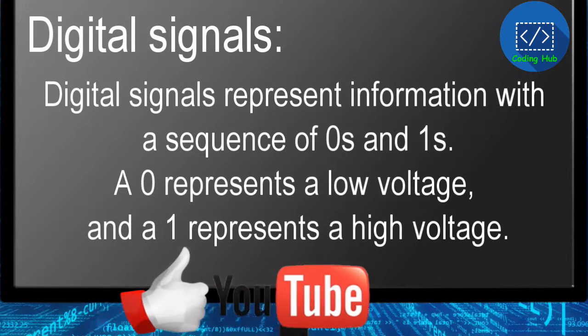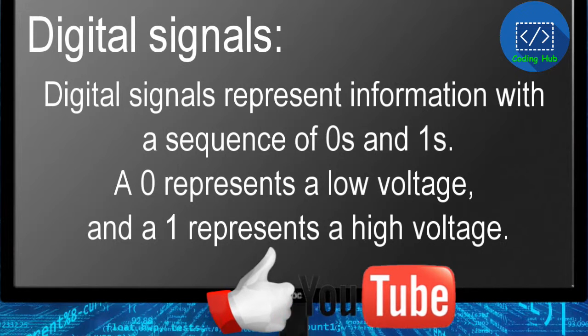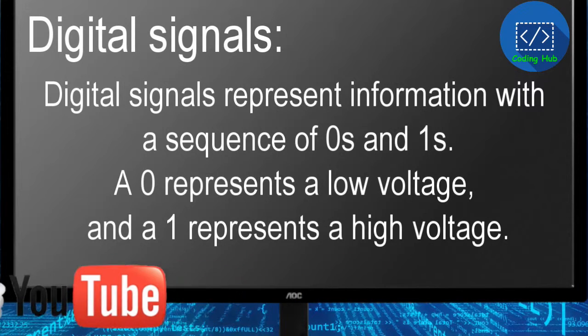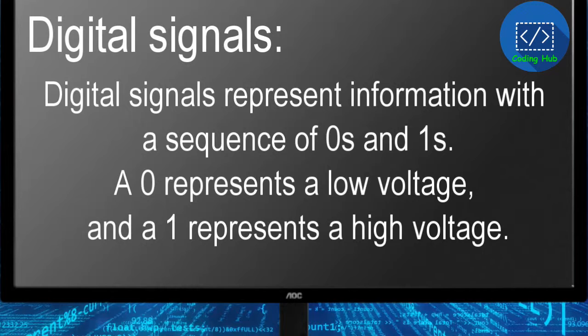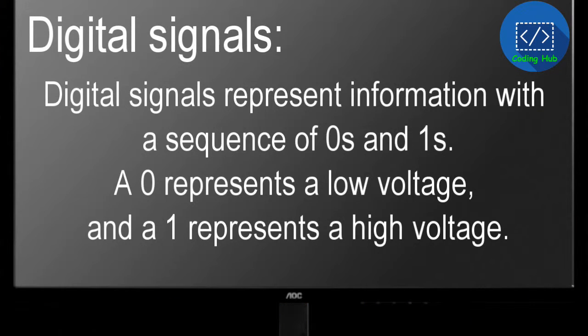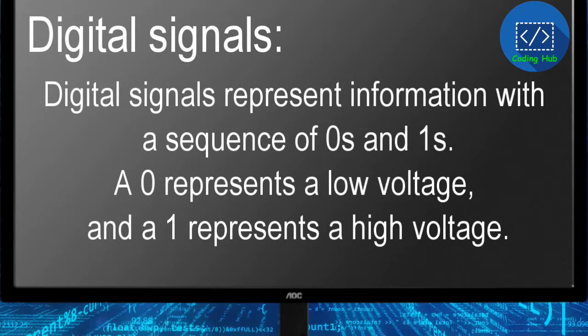Digital signals. Digital signals represent information with a sequence of zeros and ones. A 0 represents a low voltage, and a 1 represents a high voltage.